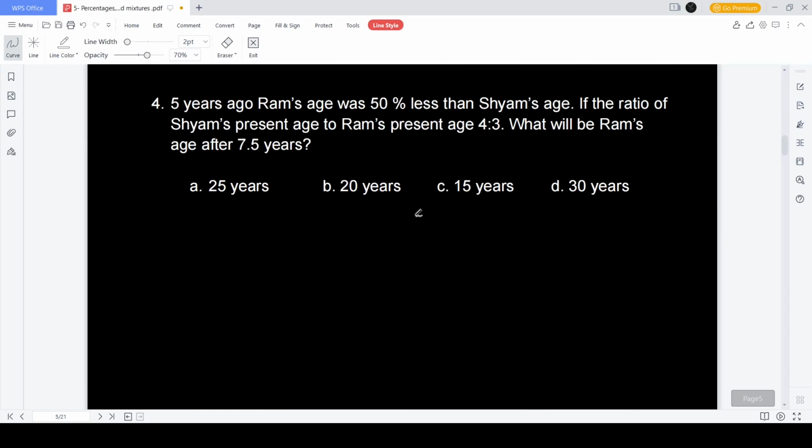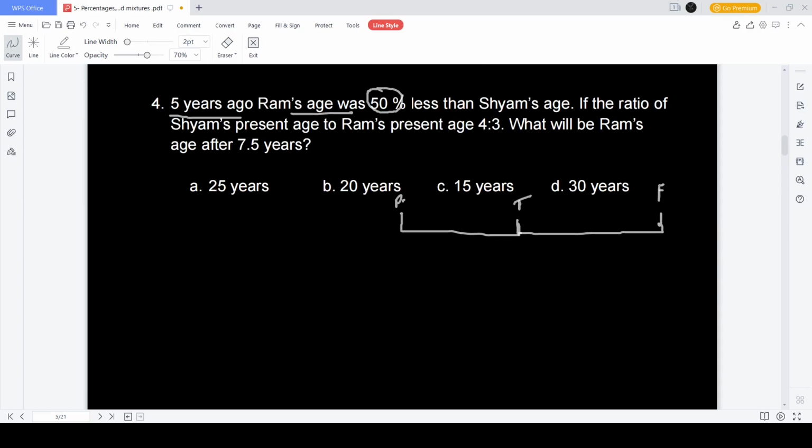All right, next question. 5 years ago, Ram's age was 50% less than Shyam's age. If the ratio of Shyam's present age to Ram's present age is 4:3, what will Ram's age be after 7.5 years? So when we go back in time or forward in time, we always have to have a timeline. So this is today, let's assume. This is the future and this is the past.